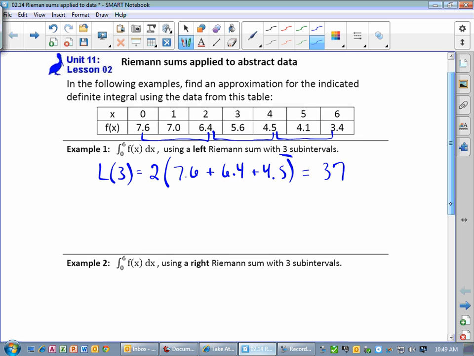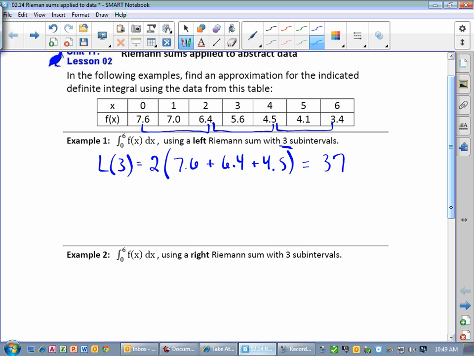Where'd you get that equal? Well, I'm calling this L of 3. This is the left Riemann sum. The left Riemann sum equals 37. The 2 is the width of each rectangle. So think of this as a rectangle. Did I graph them? No, so we don't have to. If you find it helpful, you can. But I've seen in the past where that leads to some confusion as well, for various reasons.